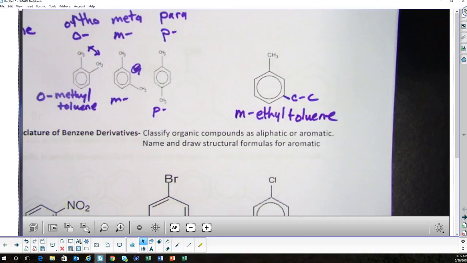What if the one on the top was also methyl? If the one on the top was an ethyl, then I would have gone M-diethyl toluene. Or not toluene, benzene. Why don't we need the other one's dimethyl? Because the methyl is included in the toluene. Okay? All right, so let's go over here.